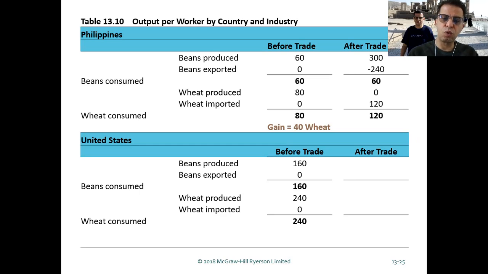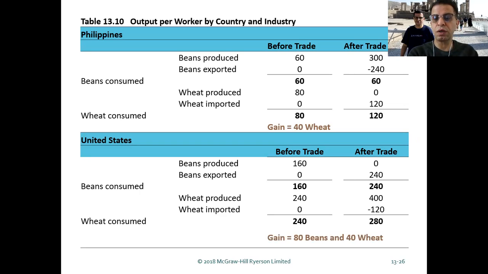So in this case, what will happen is they will gain 80 wheats because they are consuming 120, with their producing of 60, 300 beans. And the same thing, USA is not producing any beans, but they have to consume 240. At the same time, they're producing 400 wheat and they consume only 120, so they have an excess of 280 that can be traded. So they gain 80 beans in this case and 40 wheats.